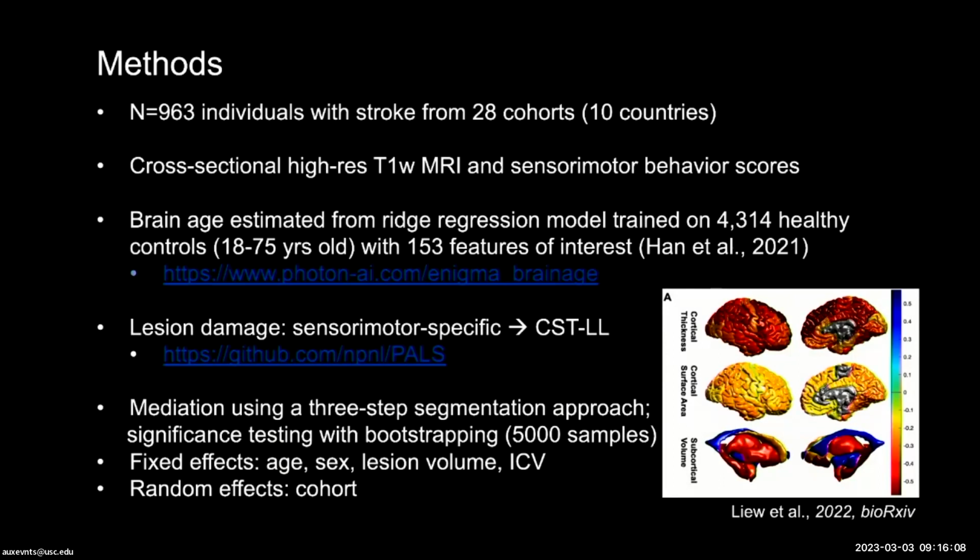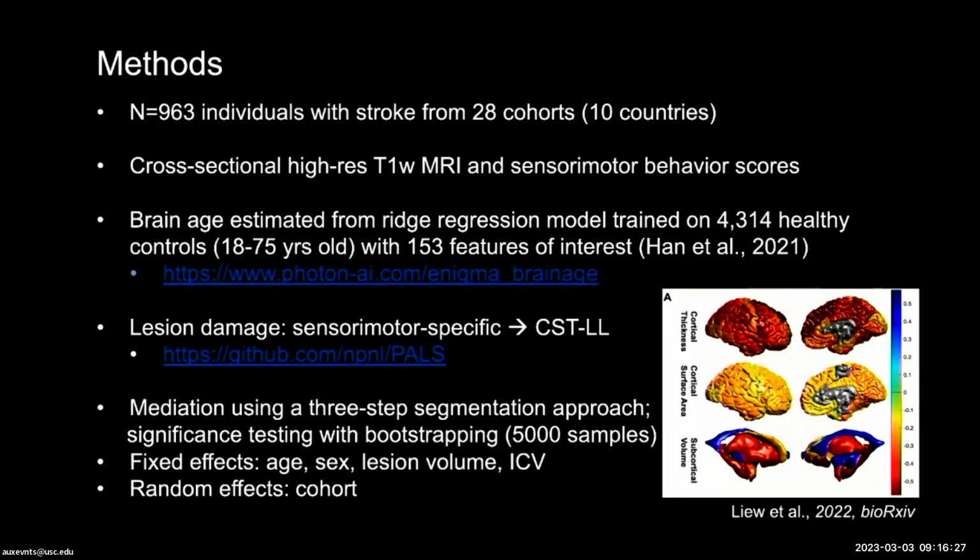For this study, we looked at 963 individuals with stroke from 28 cohorts. We had high resolution T1-weighted MRIs and sensorimotor scores. We calculated brain age using a ridge regression model that was trained on over 4,000 healthy controls, and uses 153 features of interest across the whole brain, which are shown in the image here.